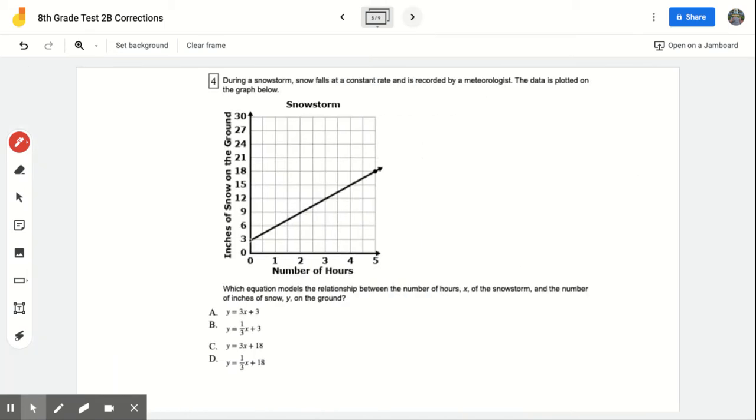All right, third most missed question here. During a snowstorm, snow falls at a constant rate and is recorded by a meteorologist. The data is plotted on the graph below. So let's kind of take a look.